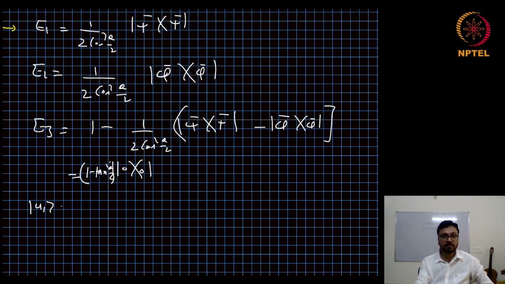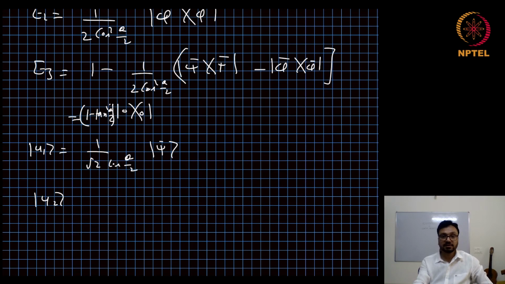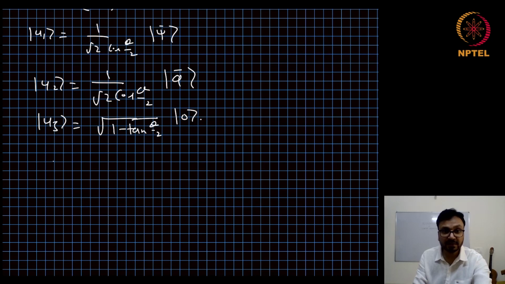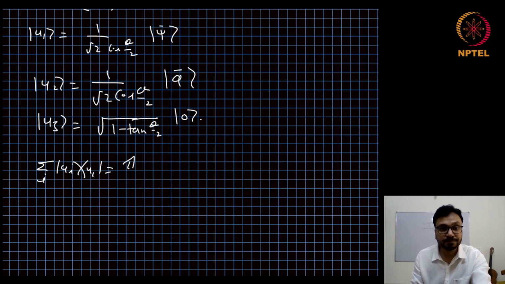One is u1, which is 1 over root 2 cos of theta over 2 psi bar, u2, which is 1 over root 2 cos of theta over 2 phi bar, and u3, which is square root of 1 minus tan theta over 2 0. With these three, we have three vectors which are not orthogonal, but they have the property that sum over i, ui equals identity. So they form a POVM, this ui.